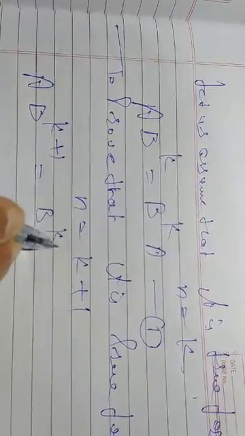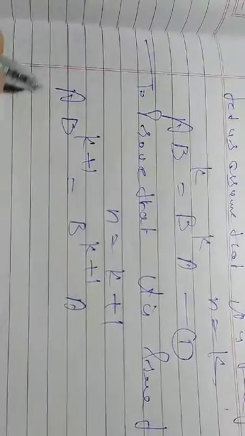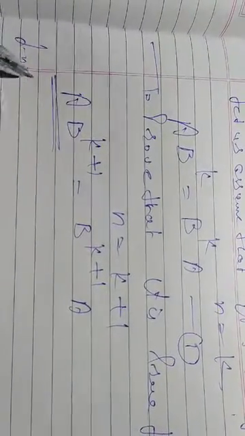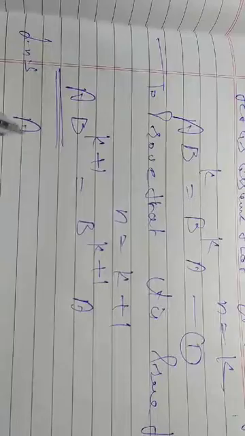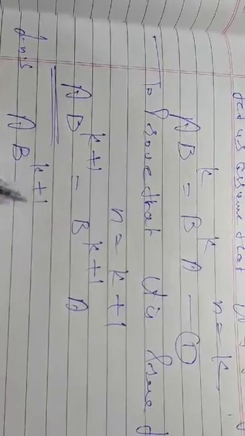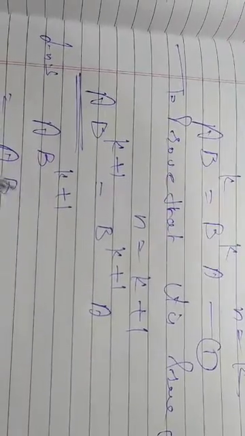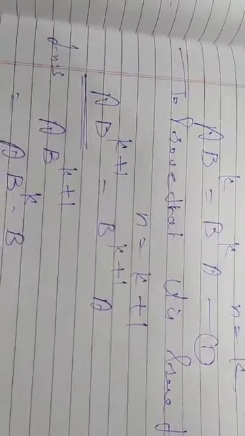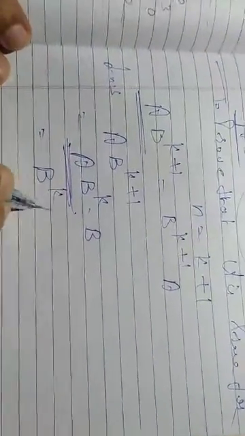(AB)^(k+1) is equal to B^(k+1) into A. Taking left hand side, (AB)^(k+1) can be written as (AB)^k into B. From the first, (AB)^k is equal to B^k into A, into B, using 1.